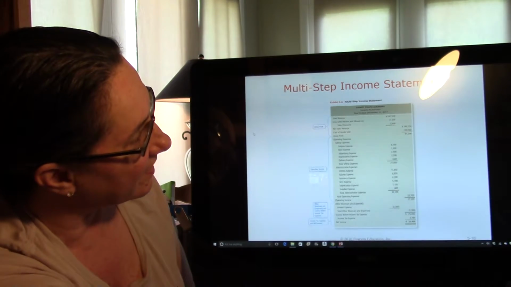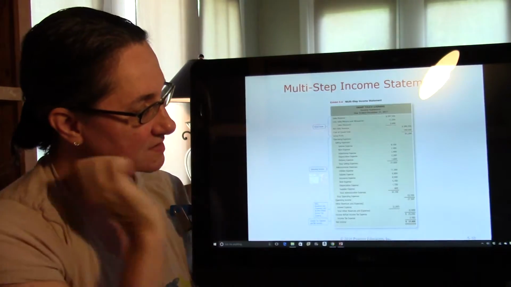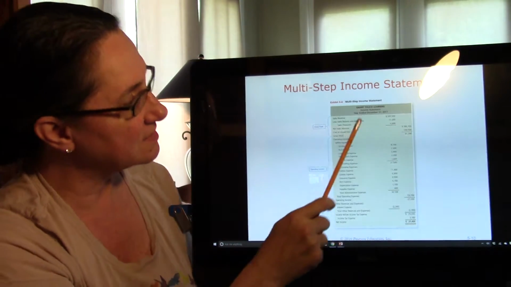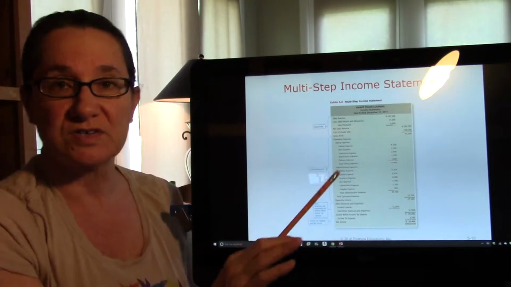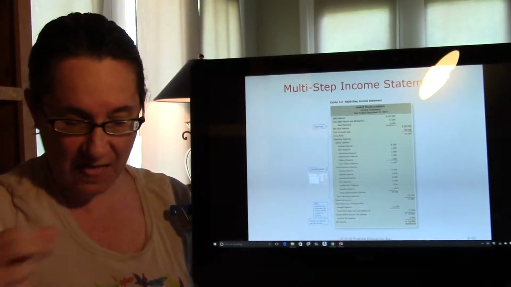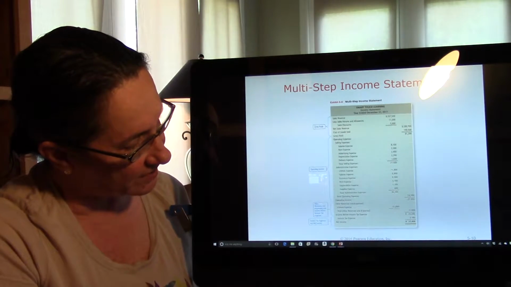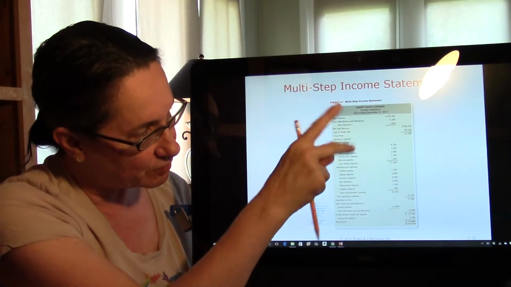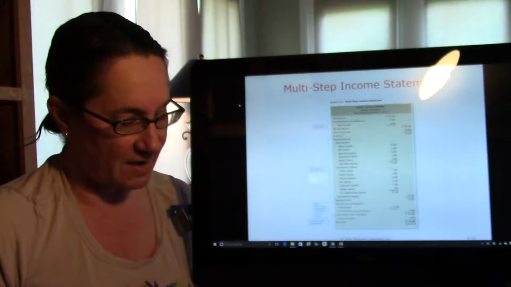Now, here's a multi-step. You'll see it's still revenues minus expenses, but you've divided them out. At the top we've got sales revenues minus cost of goods sold, which is just an expense. So we have this subtotal, gross profit, and then the rest of our expenses subtracted out till we get to net income. So it's still the same thing. We've just broken it into a couple of steps that are more informative, right?